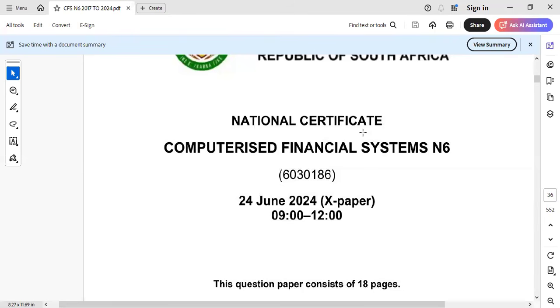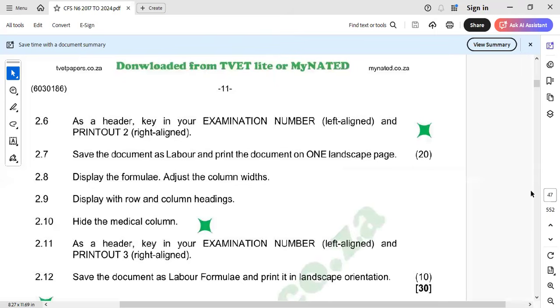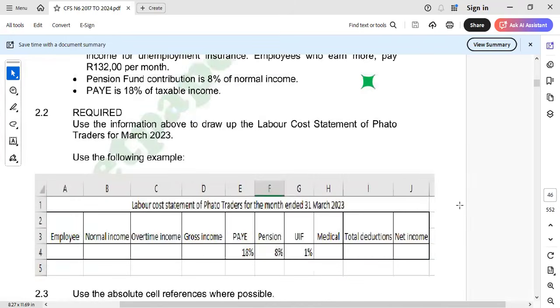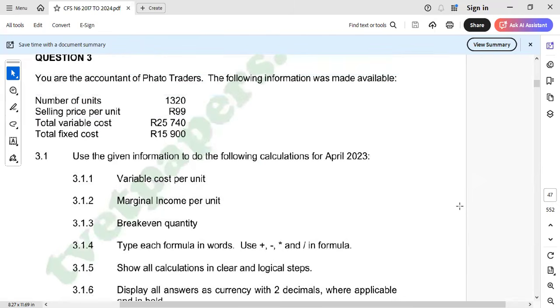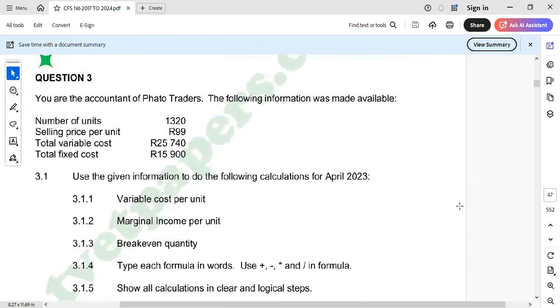Hello, people. So today I just want us to look at the question paper for 2024 June. I want us to look at this question 3 from that question paper.